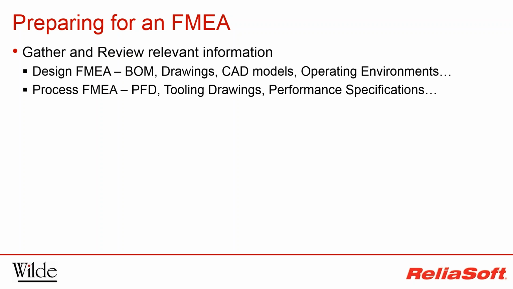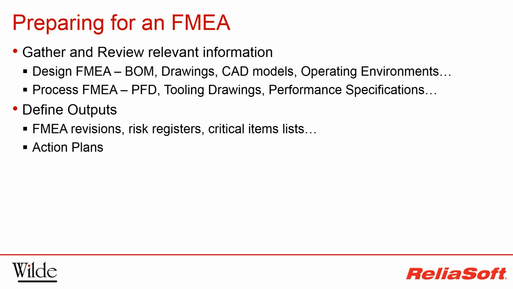When preparing for an FMEA meeting, the main steps are firstly, to gather and review the relevant information. This will include information such as drawings, bill of materials, operating environments, and product specifications, so that the FMEA team can decide exactly what the item needs to do and to identify issues with any current implementations.